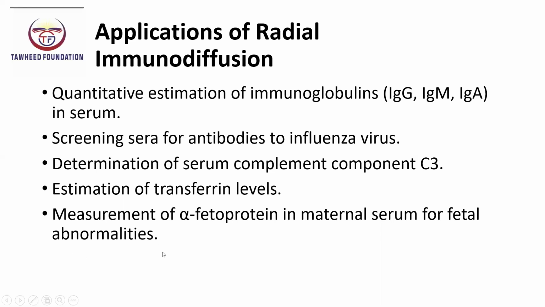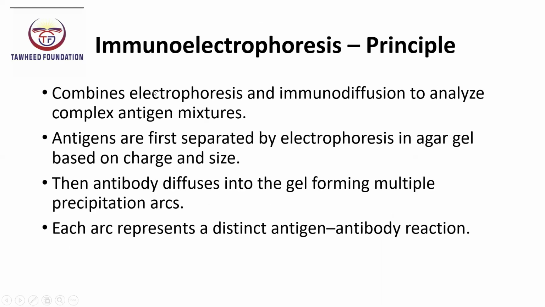So, like natural tube defects, overall radial immunodiffusion remains a simple yet powerful quantitative immunological assay. Next is immunoelectrophoresis. Immunoelectrophoresis is a powerful technique that combines electrophoresis and immunodiffusion to analyze mixtures containing multiple antigens.